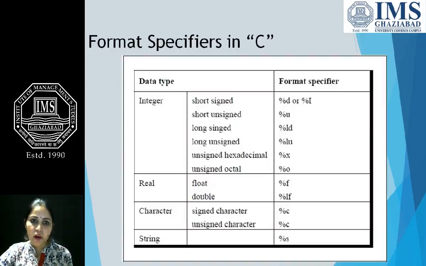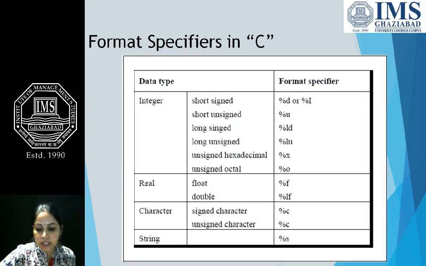Now these are the various format specifiers that are being used in C language. For integers we have %d, and if we have unsigned integers we can have %u as well. For long signed integers it is %ld, long unsigned it is %lu. For floating point values we have %f. For double values, that means bigger values than floating point values, we have %lf. For characters we have %c, and for string we have %s. So this is the format specifier. These are the format specifiers for the various variables that you want to display on the screen.